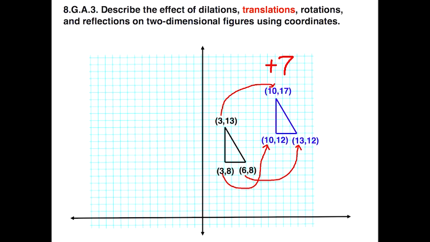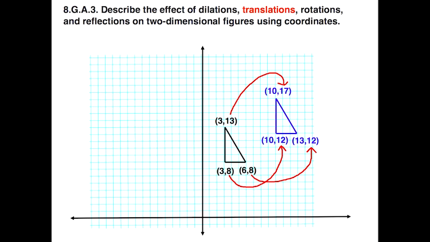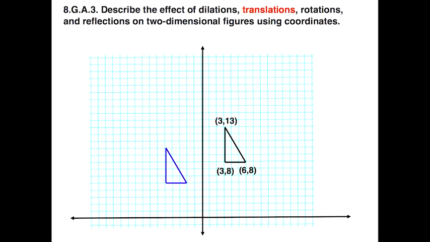So for all of the x coordinates, the matching pairs, the difference is 7 in the positive direction. If we look at the y coordinates, 8 compared to 12, 8 compared to 12, and 13 compared to 17. That's a difference of 4. And that reflects the idea that we shifted upwards by 4. Let's look at another translation.